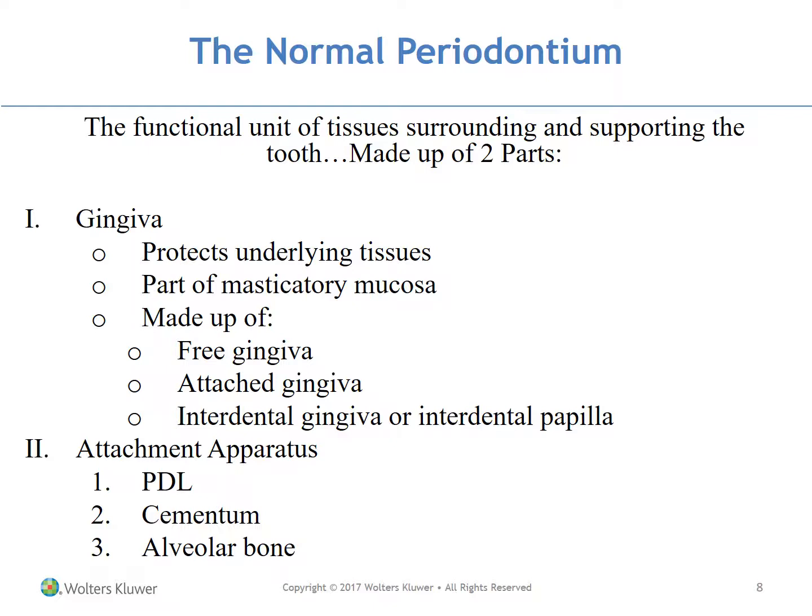Then we have our attachment apparatus, and that includes our periodontal ligament, the cementum, and the alveolar bone. Again, I do recommend that you really get these 2 down and what is part of what, because these words can kind of start to get intermingled, okay? So our attachment apparatus has 3 parts: periodontal ligament, cementum, and alveolar bone. You need that periodontal ligament. Remember, it feeds its fingers into both the cementum and the bone to attach the tooth to the bone. So that's our attachment apparatus.